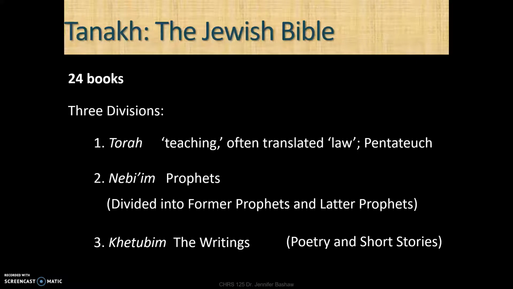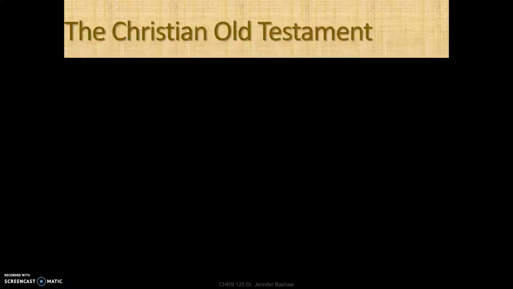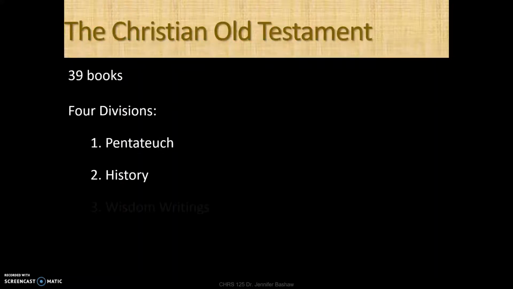the Torah, which means teaching, the Nevi'im, which means prophets, but covers history in prophets, and then the Ketuvim, which are basically a collection of diverse writings, many of them poetic. The Christian Old Testament is actually the same writings, but they are just divided different ways. We divide them into 39 books instead of 24, and 4 divisions.